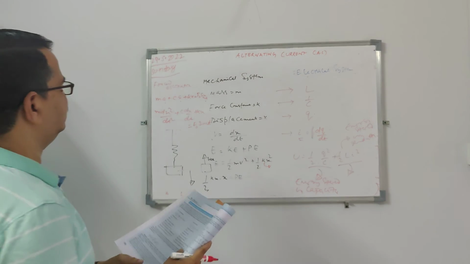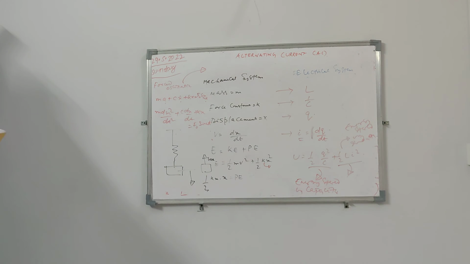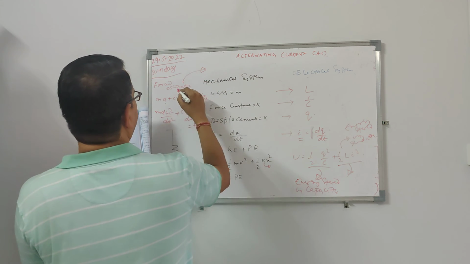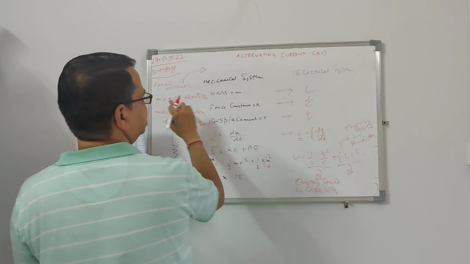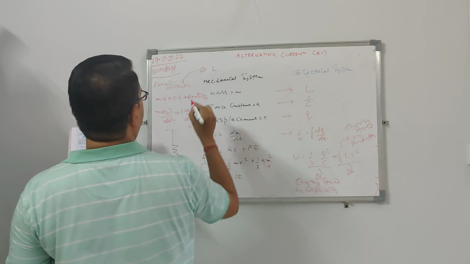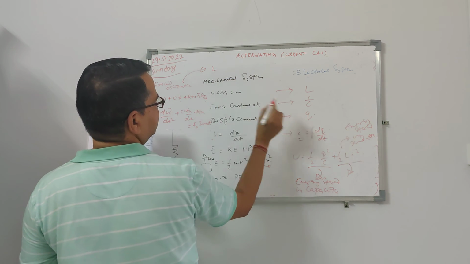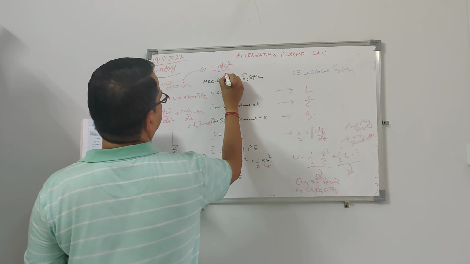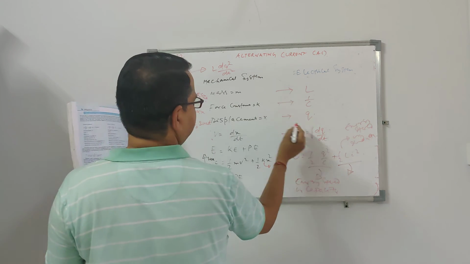This generalized equation can be equated with the LCR circuit. How can it be written? Instead of displacement you write charge, and instead of mass you write inductance. So you replace mass by inductance and displacement by charge. So L d square q by dt square, the second derivative.